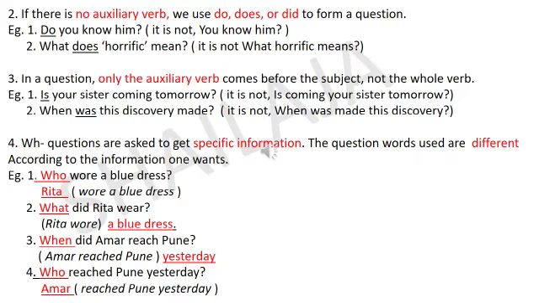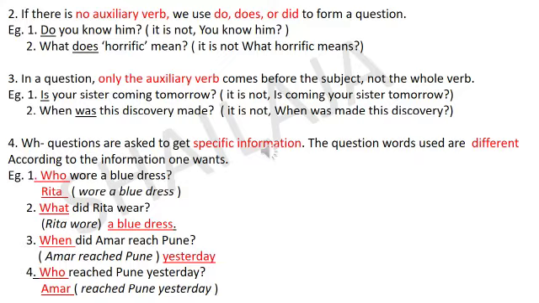Now, in a question, only the auxiliary verb comes before the subject, not the whole verb. Okay? Is your sister coming tomorrow? Is is the only auxiliary verb. It is not is coming your sister tomorrow. That is not the way to ask a question. When was this discovery made? Was is the helping verb. It is not when was made this discovery.